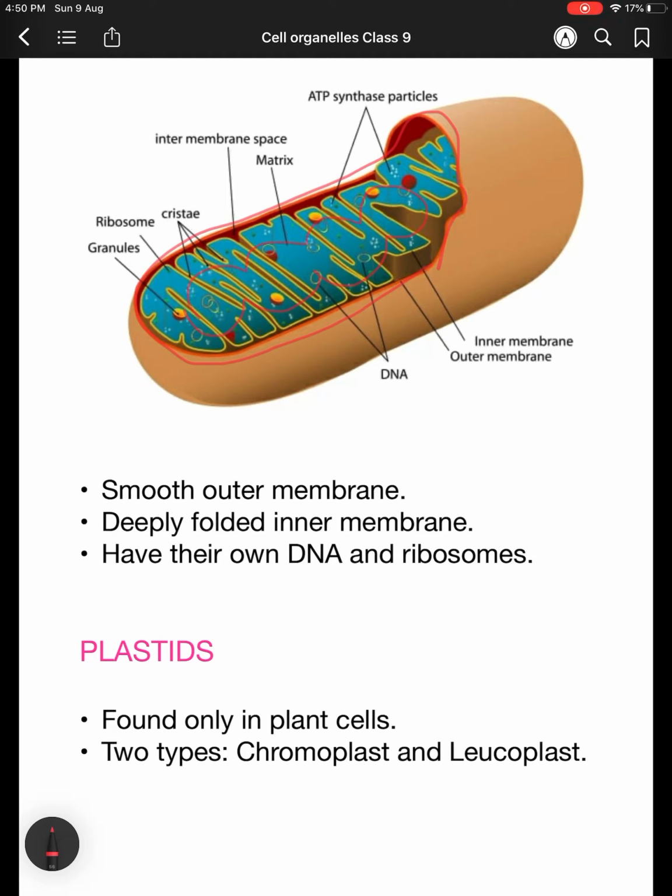These folds create a large area for ATP generating chemical reactions. Mitochondria have their own DNA and ribosomes. So, this is all about the mitochondria. I think it is clear to each and everyone.